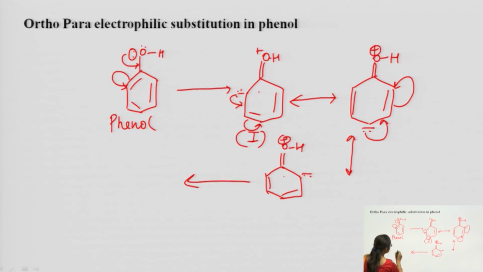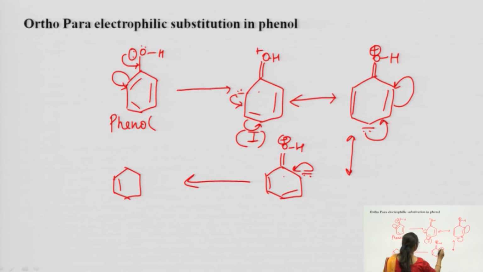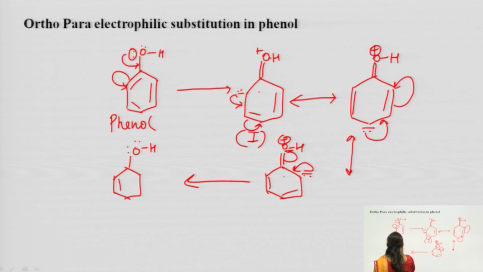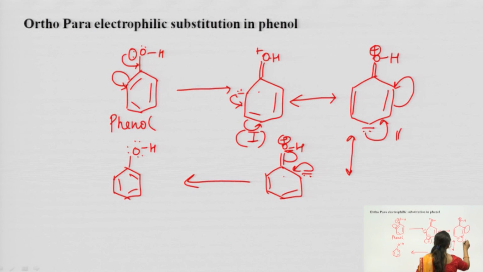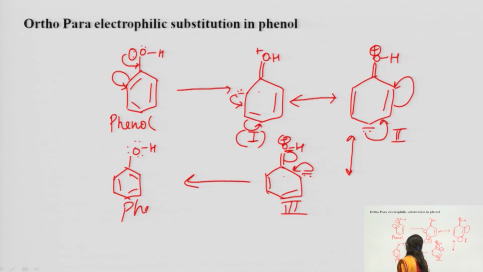Now in another resonating structure, this moves here and this moves here, meaning OH is obtained as such. The only change, see, this is the first resonating structure, second, third, and this is again phenol. You can see very cleverly that it starts from phenol, phenol changes to this first resonating structure, then to the second, then to the third, and finally it gives phenol.